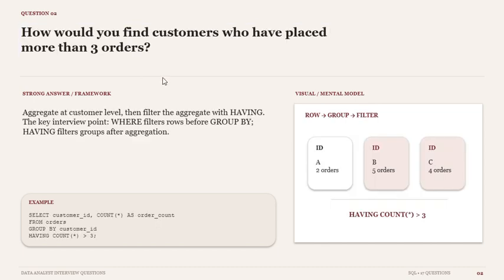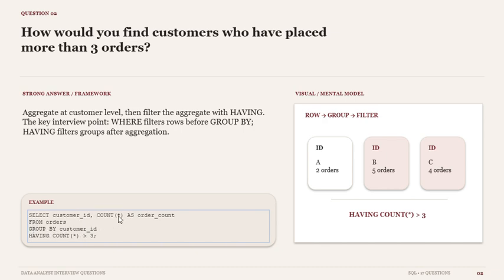Now, let us see how to find customers who have placed more than 3 orders, where we have the customer ID and the orders that they have placed. I do not have the count directly. So first of all, I should check for each customer how many orders they have placed. That will be done using group by customer ID.